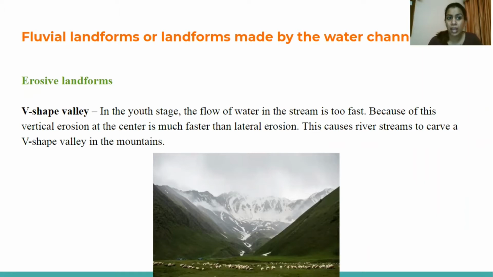तो इसमें सबसे पहले हैं erosive landforms. तो V-shaped valley, as you can see in the picture. So in the youth stage, the flow of water in the stream is too fast. तो इसकी वजह से क्या होता है? The vertical erosion at the center is much faster than the lateral erosion. तो बीच में जो erosion हो रहा है in the center, वो काफी तेज है. So this causes river streams to carve a V-shaped valley in the mountains.